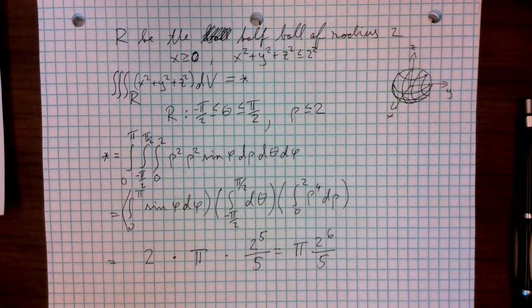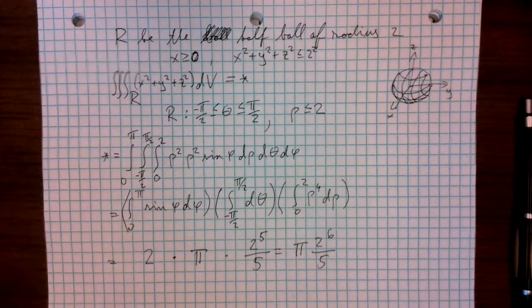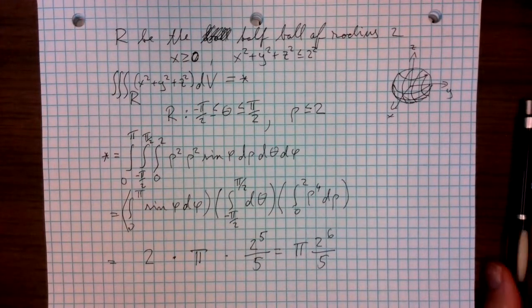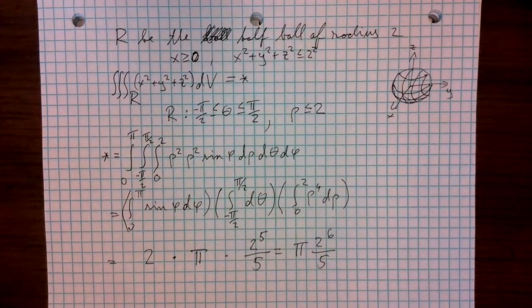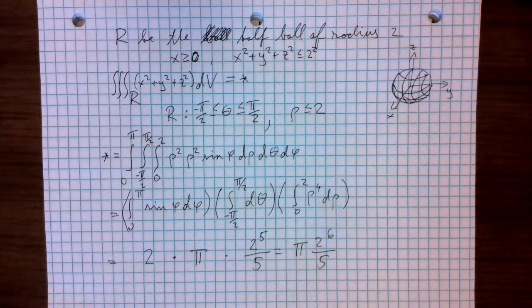All right. So that's how you integrate in spherical coordinates. The main thing is to describe your region, and then write down the right iterated integral. You have to substitute the dV correctly, and then it's just evaluating an iterated integral, just like any other integral. There's nothing different in this computation.